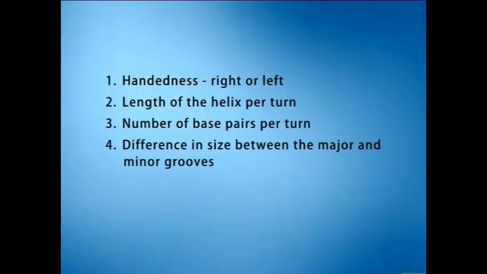Number 1, handedness, whether the chain is right-handed or left-handed. Number 2, length of the helix per turn. Number 3, number of base pairs per turn. And number 4, difference in size between the major and minor groups. The common tertiary structures of DNA are supercoiled DNA and various forms of chromatin structure.